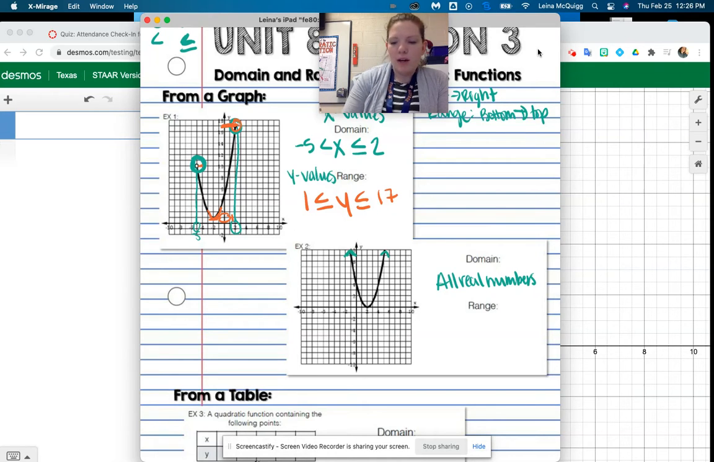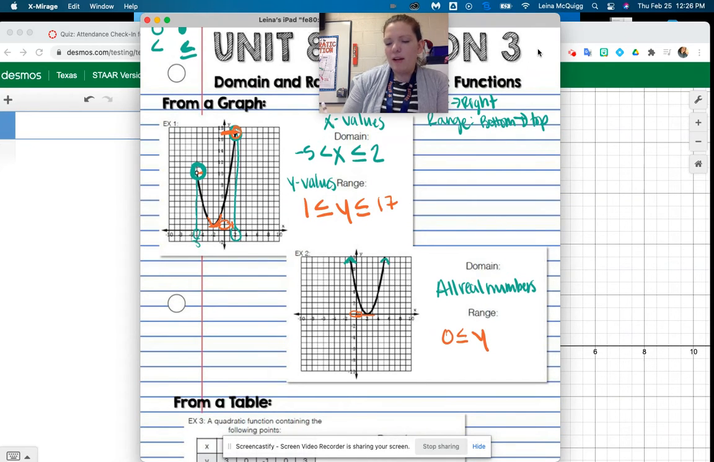Our range is bottom to top. So the bottom of my graph, my y value here is 0. It's going to be less than or equal to because it's a solid line. We're talking about y values. And then at the top of the graph, we have arrows on both sides, so it's never going to stop going up. So that's my range.